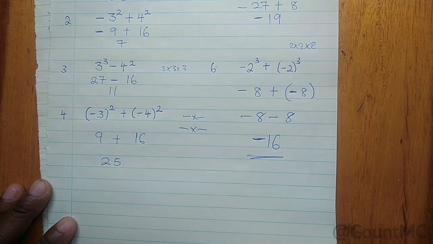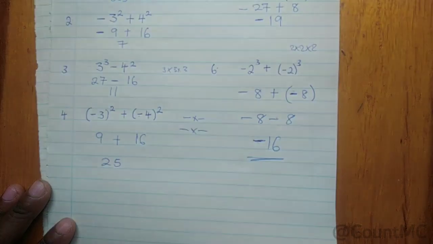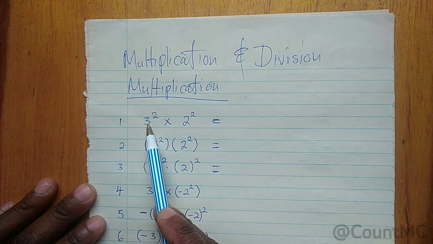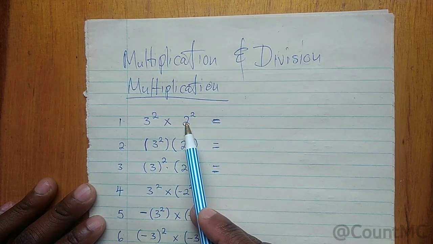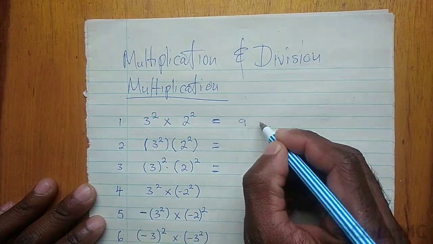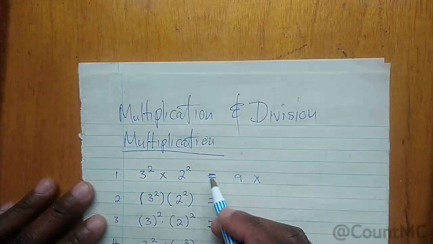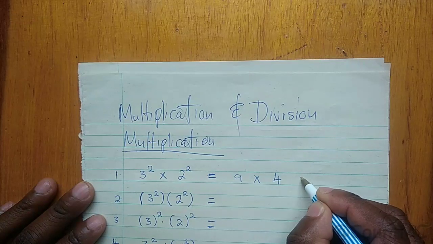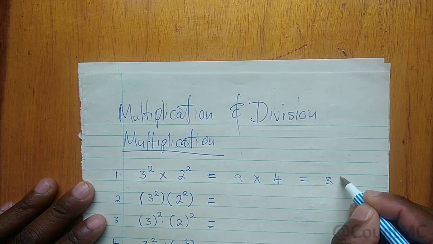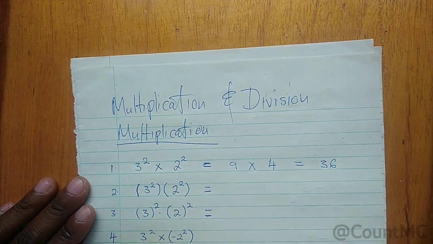So that's addition and subtraction of integers and including squares and cubes. Let's do multiplication and division. So let us do multiplication. This 2 is affecting the 3 directly. This 2 is affecting the 2 directly. So this is 3 to the power 2. That's 9. Times 2 to the power 2. That's 4. So this simplifies to 9 times 4. That's a 36. Let's do the next one.